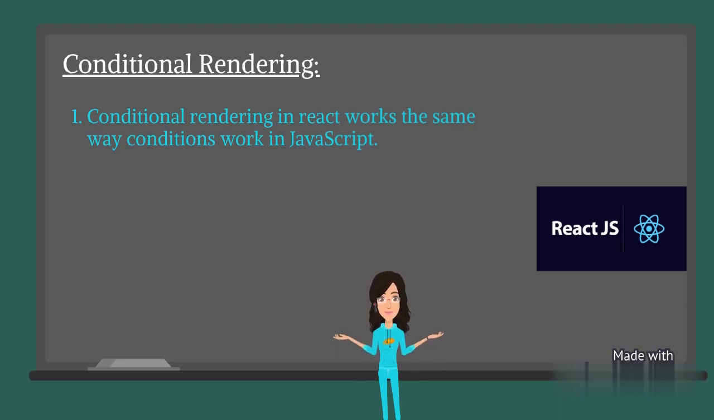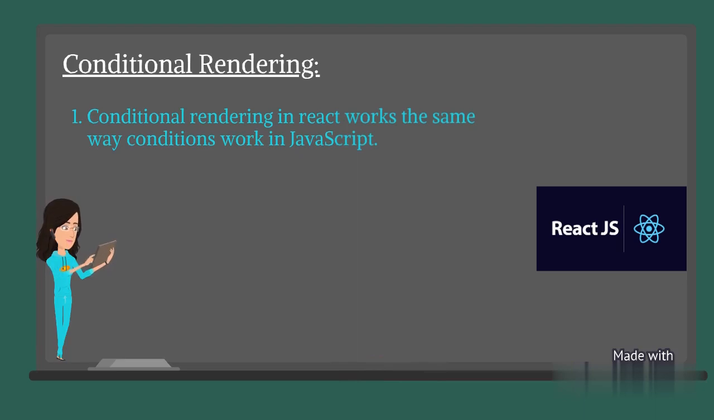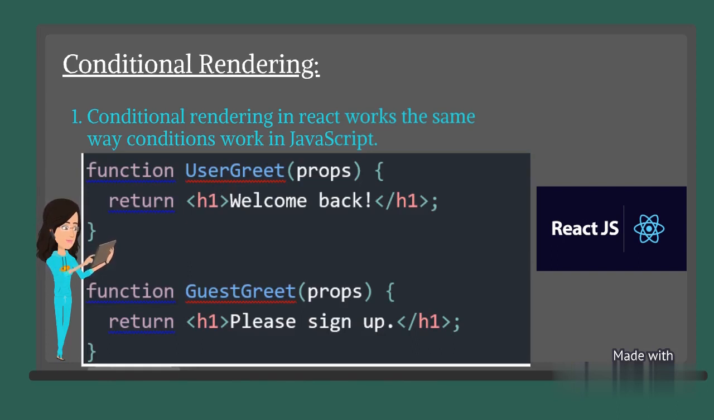So in React we can create distinct components that encapsulate behavior you need. Then you can render only some of them depending on the state of your application. Conditional rendering in React works the same way conditions work in JavaScript. So use JavaScript operators like the if statement or the conditional operator to create elements representing the current state and let React update the UI to match them. Conditional rendering in React is a very easy and simple concept. So look further.